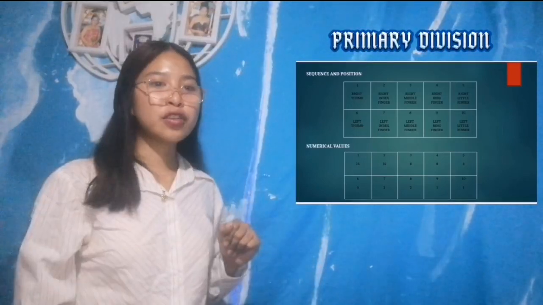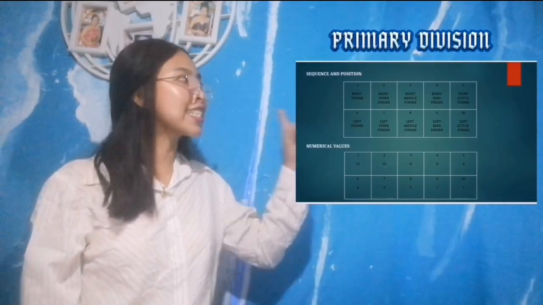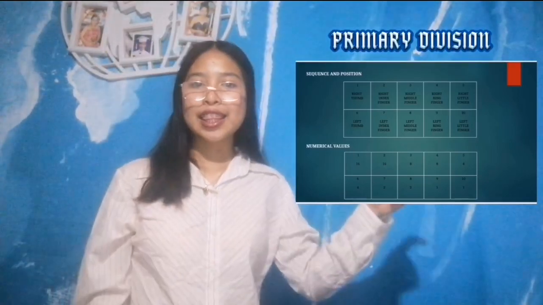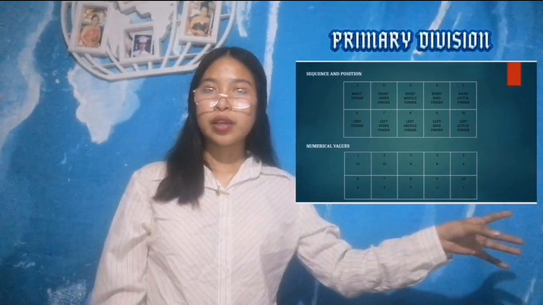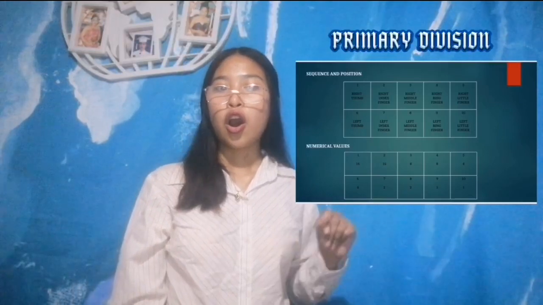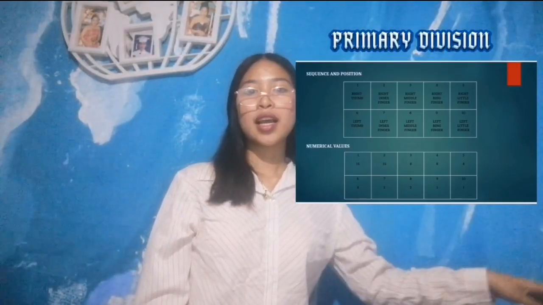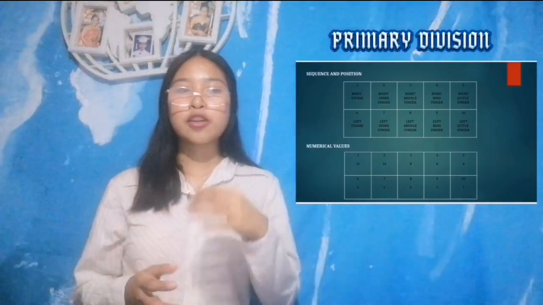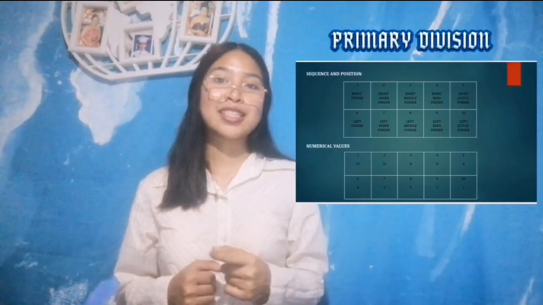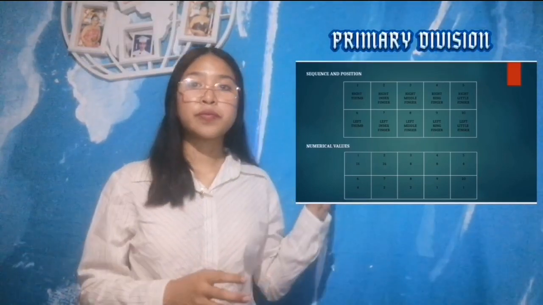In the next table, as you can see, the numerical values for the right hand are 16, 16, 8, 8, and 4. For the left hand, the numerical values are 4, 2, 2, 1, and 1. These numerical values of the fingerprint are based on the standard classification. Now you know the first thing to do in primary division.